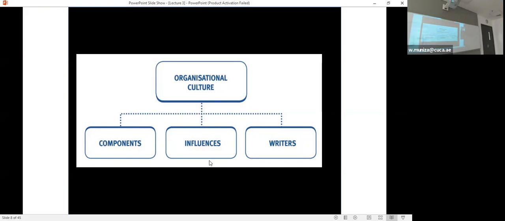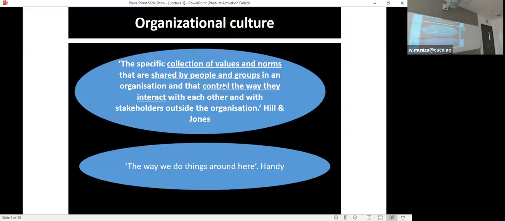We are going to discuss the influences which are going to be affecting the organizational culture, which different factors affect or influence the organizational culture. We are going to discuss the writers' views, different persons' views about the organizational culture. We are going to discuss the theories presented by three management theorists in regards to the organizational culture. Now, let's start with the definition of organizational culture, students.